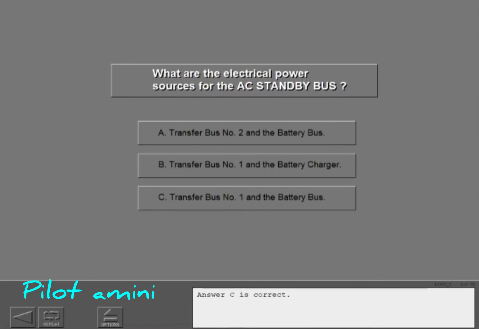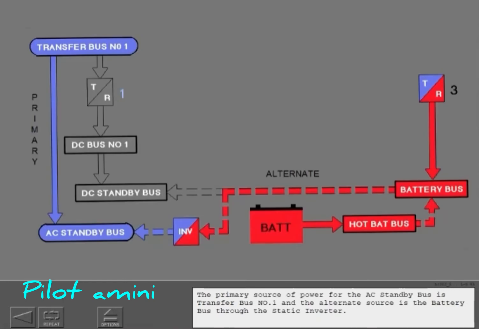Answer C is correct. The primary source of power for the AC standby bus is transfer bus number 1, and the alternate source is the battery bus through the static inverter.